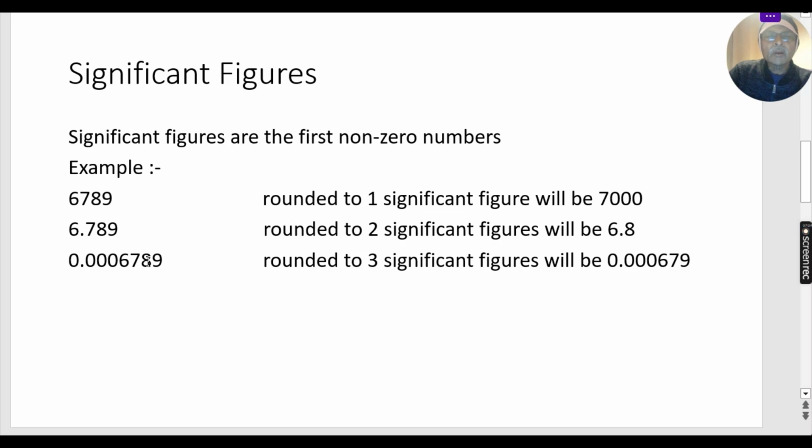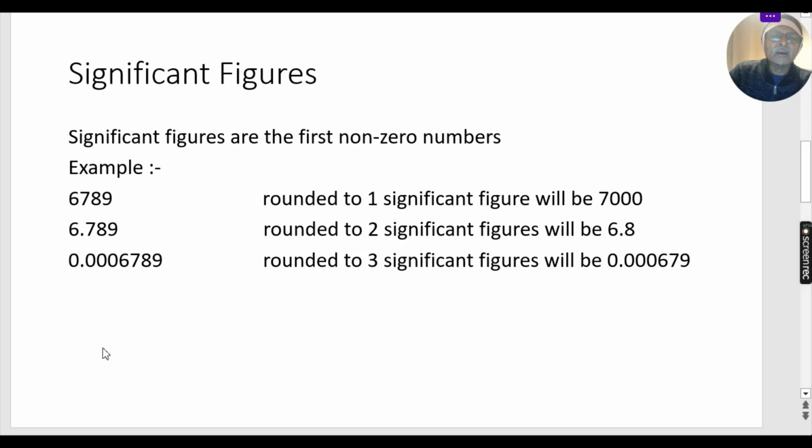So this given figure rounded up to 3 significant figures will give me 0.000, that is 3 zeros, 6, 7, and then 8 converted to 9. So my answer is 0.000679. Got it?